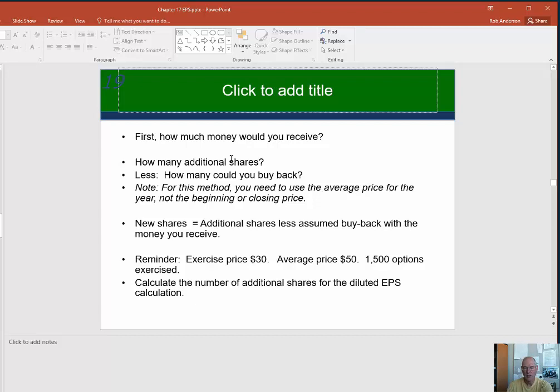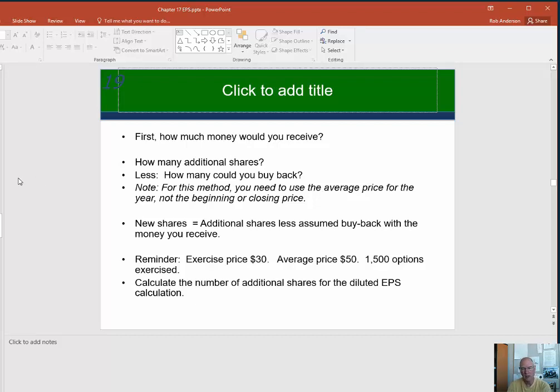So here's what the accounting profession figured out. We would use that money, that $45,000 in this case, to repurchase our own shares, and therefore reduce the 1,500 by the number of repurchased shares. Now keep in mind, this is all imaginary. We're just using a method to calculate diluted EPS. No one really gave us the $30, and we're not really buying back any shares. This is simply a calculation to see how many shares we would end up issuing.